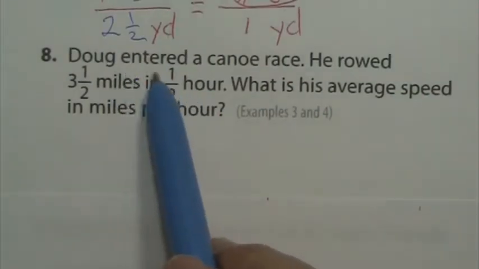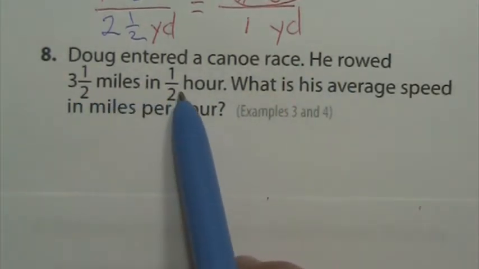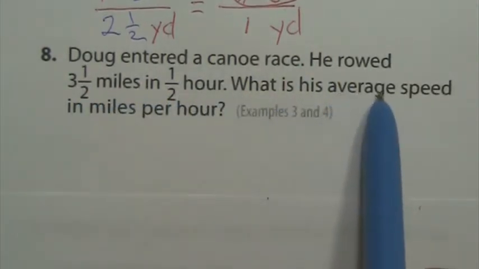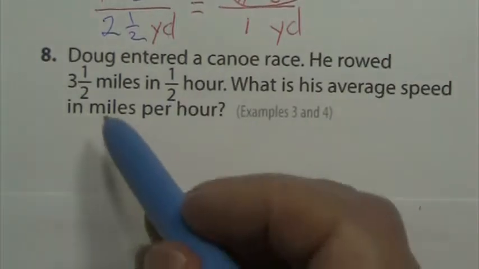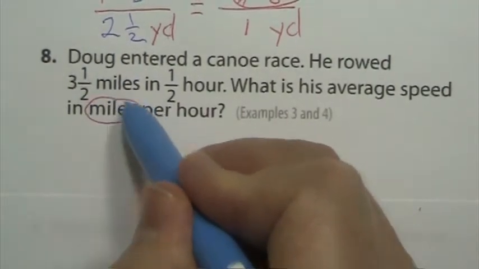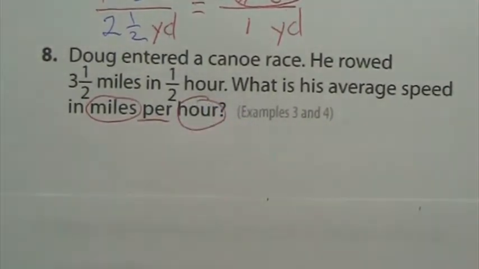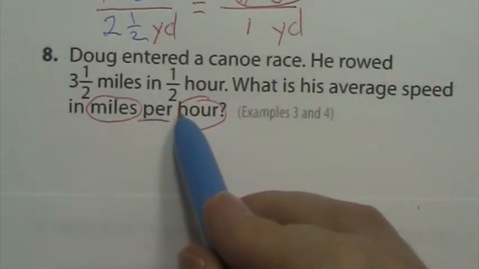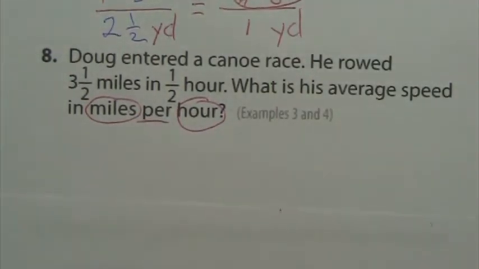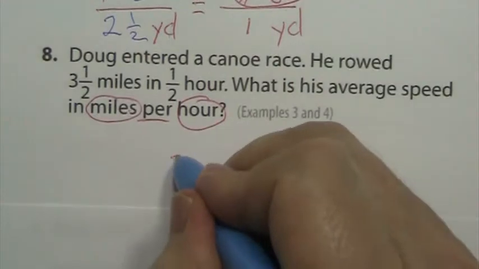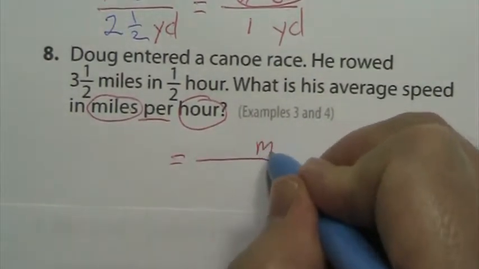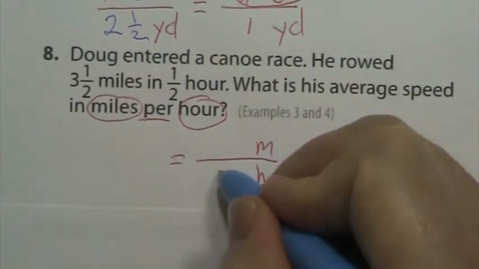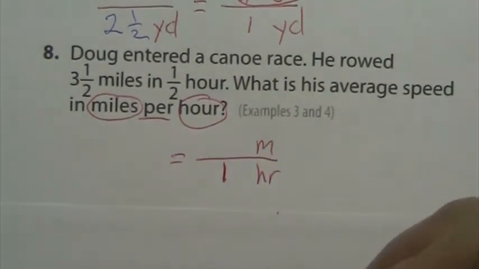Okay, let's see. Doug entered a canoe race. He rowed 3.5 miles in half an hour. What is his average speed in, look at this, miles per hour? Miles per 1 hour. So basically what you're looking for is you want to know in 1 hour how many miles.